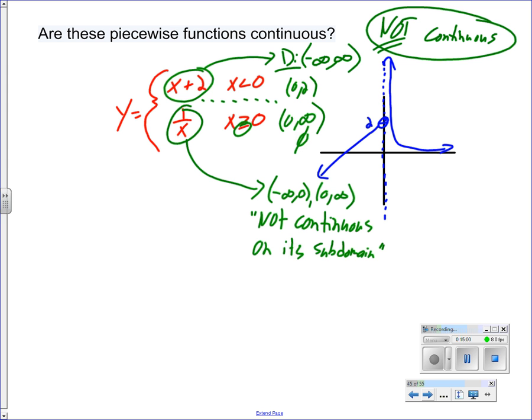So we'll be working with this tomorrow in class, going through how we evaluate functions and also deciding whether piecewise functions are continuous or not continuous. If you want to see some more examples of this, you can search for piecewise functions.